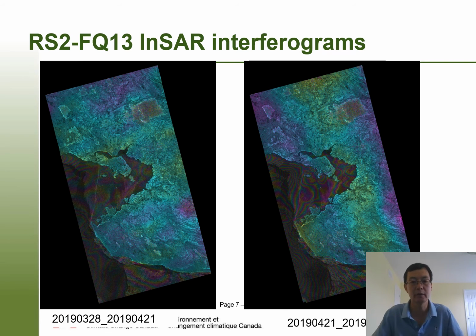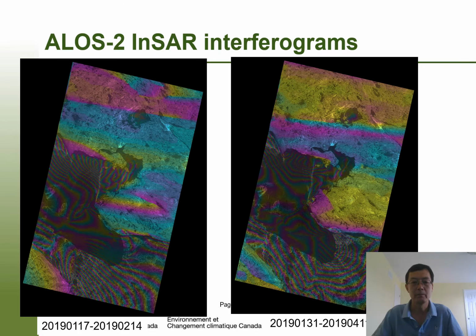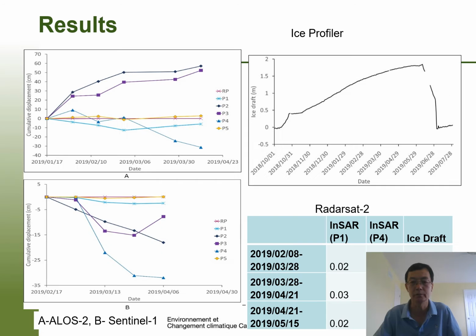And here is how the interferograms from RADARSAT-2 look. And these are the interferograms generated from Sentinel-1 during January to April. You can see the fringes becoming wider and wider. And these are ALOS-2 interferograms. You can see the interferograms are very good even after 2 months with ALOS-2.